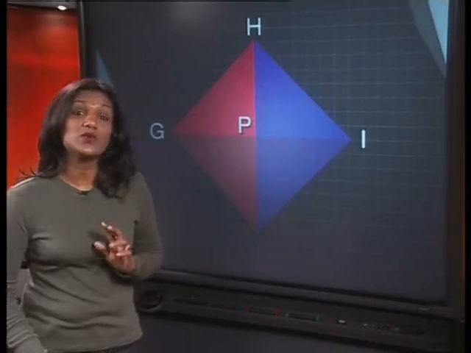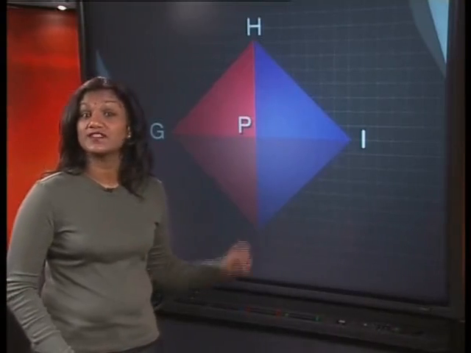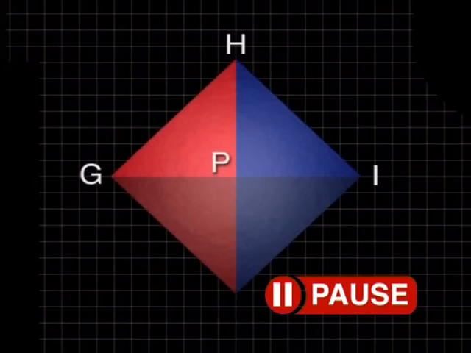Now let's see if we can work out the properties of a square using this diagram. Have a look at the square we created. What properties can we find from the triangles in it?